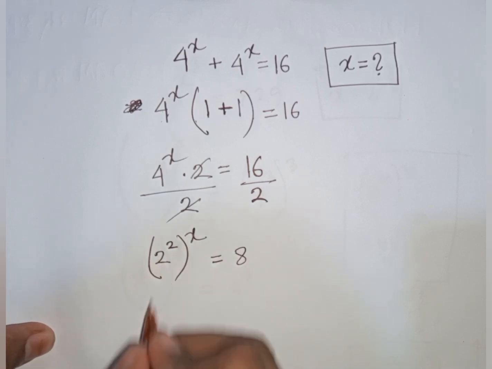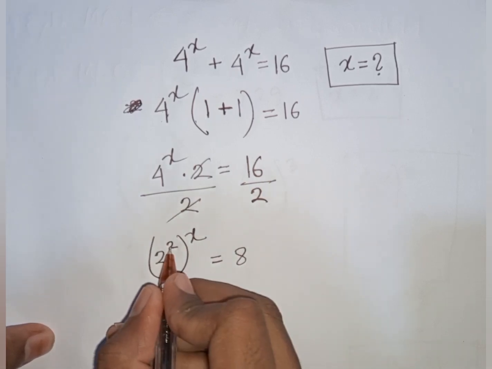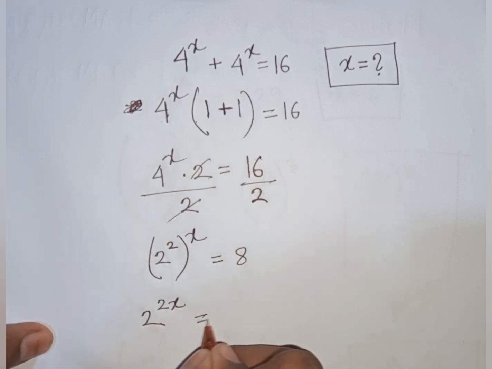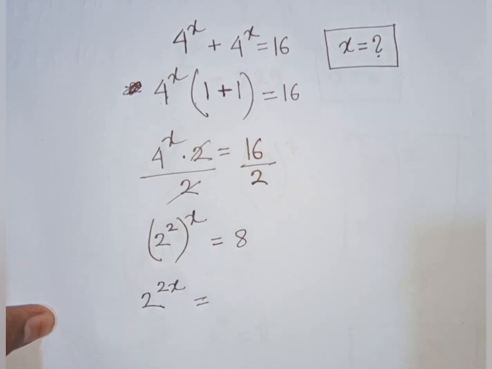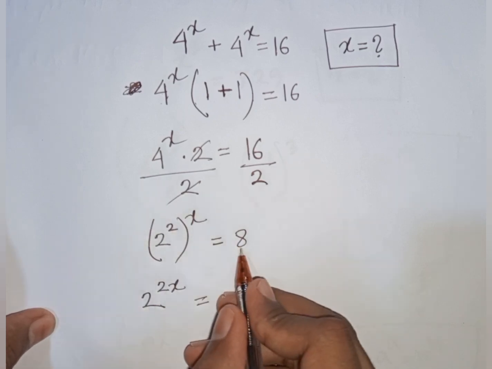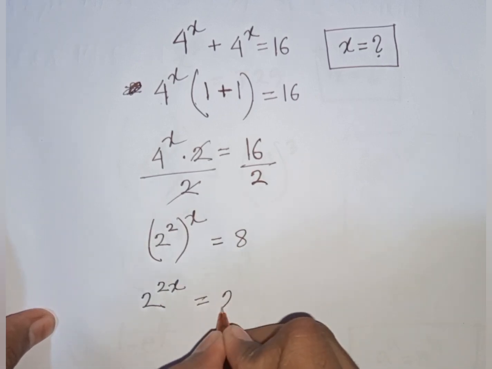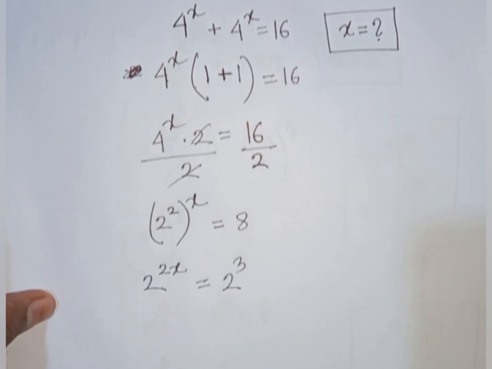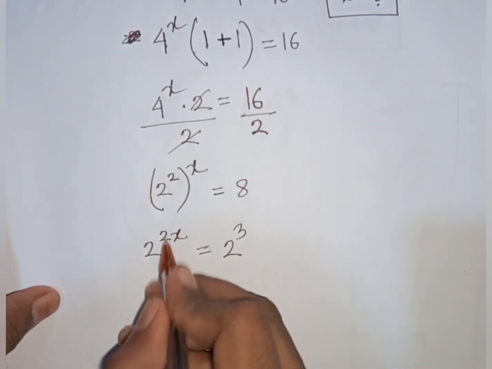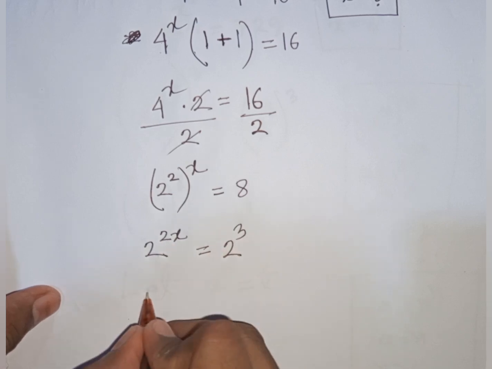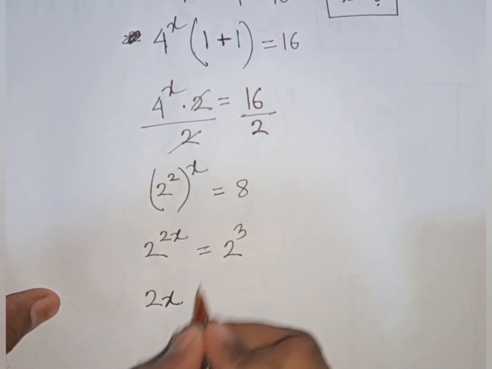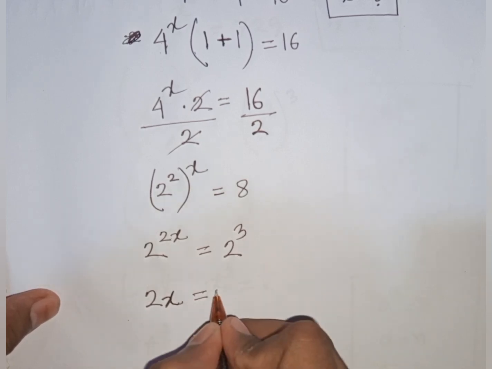Now 2 to the power of 2 times x means it will be 2^(2x), is equal to, we see here the base is 2, but here 8. So 8 can be written as 2^3. Now we see the same base 2, so the bases will be cancelled, power will be equal to power, that means 2x will be equal to 3.